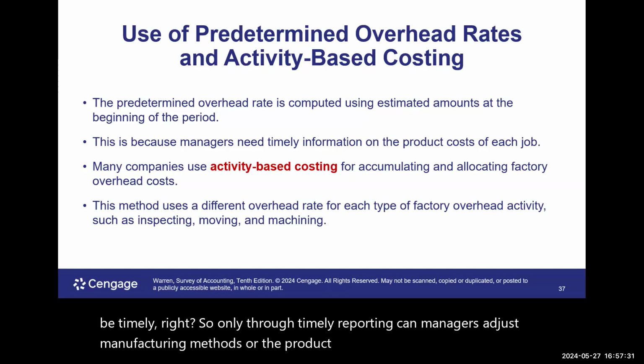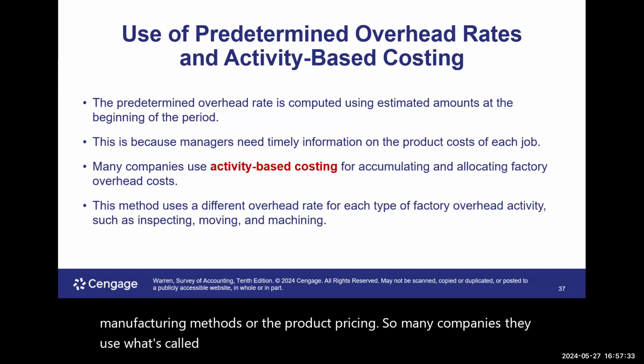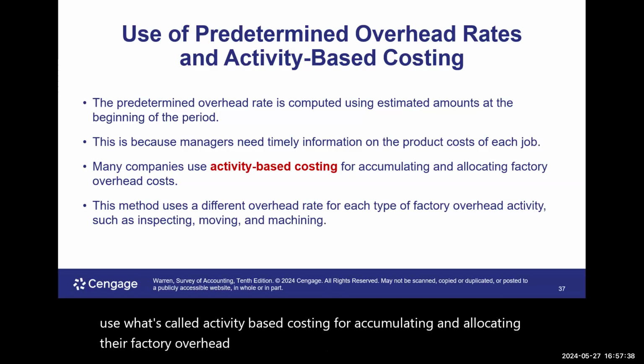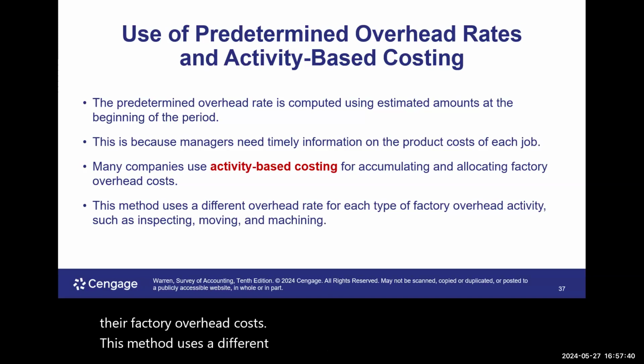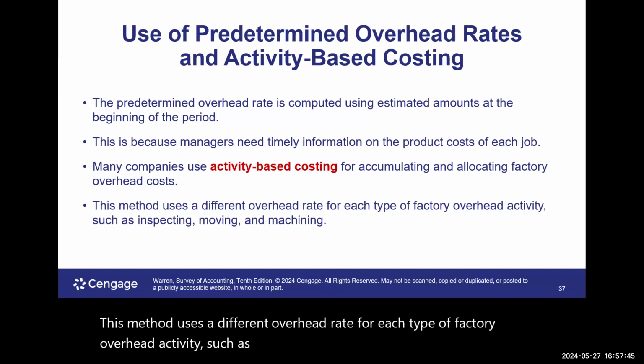Many companies use what's called activity-based costing for accumulating and allocating their factory overhead costs. This method uses a different overhead rate for each type of factory overhead activity, such as inspecting, moving, and machining.